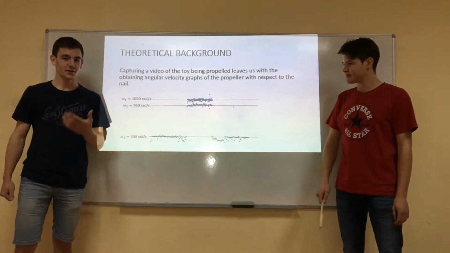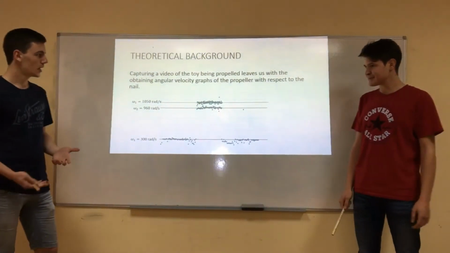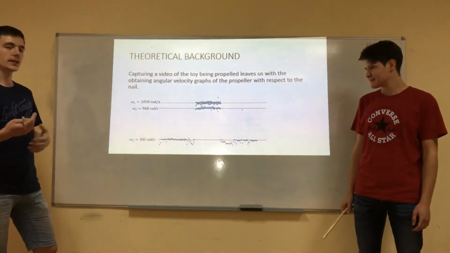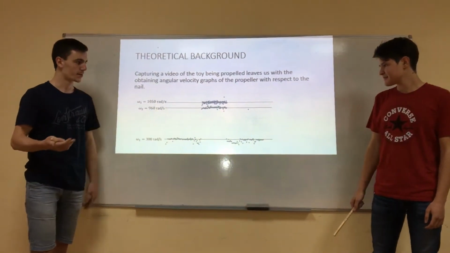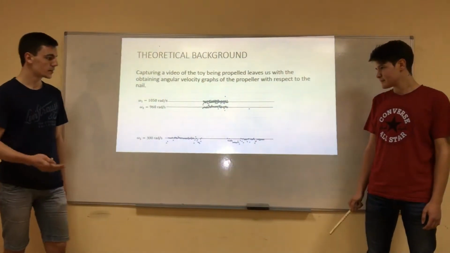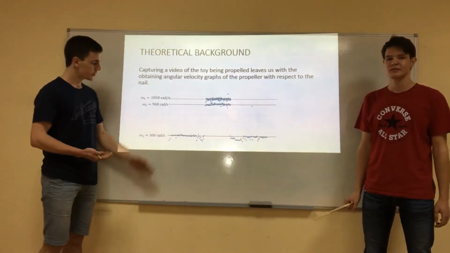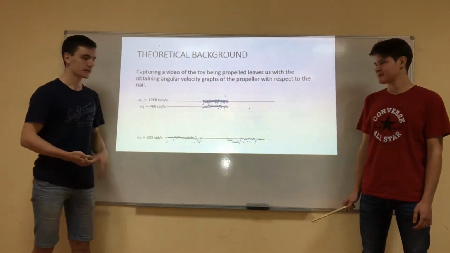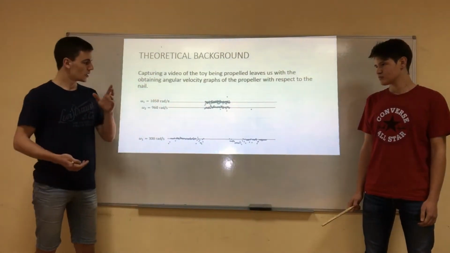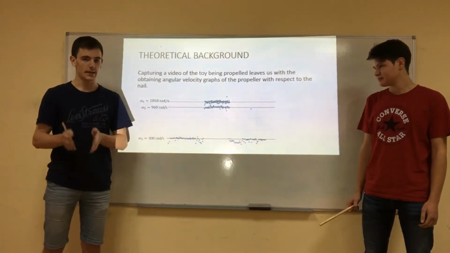So, our theoretical background considers that capturing a video of the toy being propelled leaves us with the opportunity of obtaining angular velocity graphs of the propeller with respect to the nail. We can see one here, and we can see several important aspects of the graph. So first of all, we have the discrete levels of the angular velocity, and second of all, we have a very important state in the middle where we observe two states at the same time.